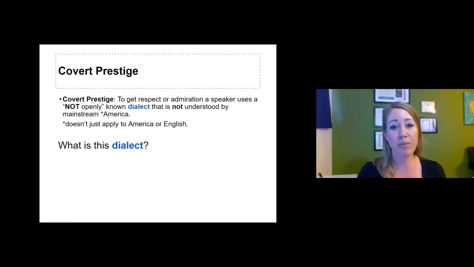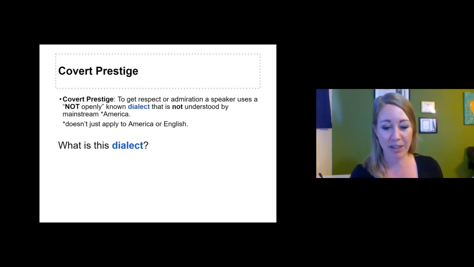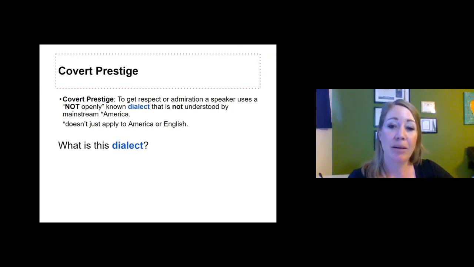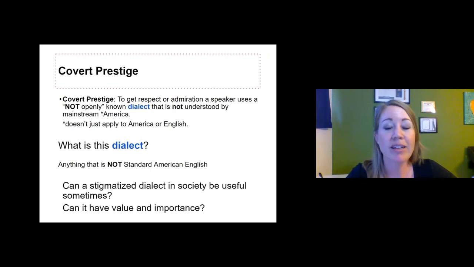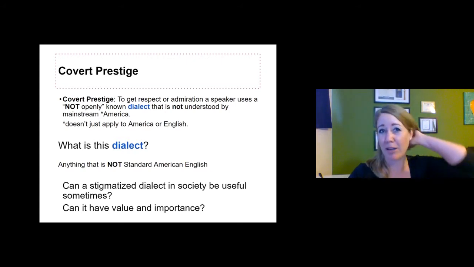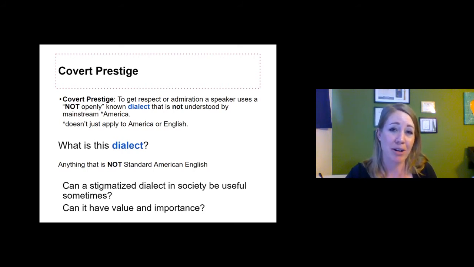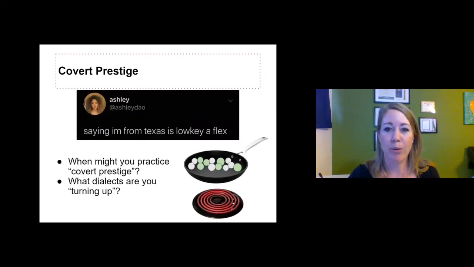Covert prestige, on the other hand, so remember, covert means not openly. So if overt prestige means using an openly known dialect, then covert prestige must mean the opposite, using a not openly known dialect to get respect or admiration. So what dialect or dialects might that be? Anything that is not standard American English, okay? And then the question becomes, well, using any of these other dialects we're talking about, Southern English or African American Vernacular English, you're telling me there's a time and place I'm going to use those, and how is that going to be useful to me? Why is it valuable? Why is it important?